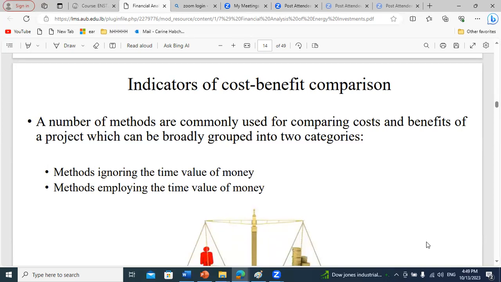So we have a certain number of methods that are commonly used for comparing costs and benefits of a project, which can be broadly grouped into two main categories. We have methods ignoring the time value of money, and these methods are not accurate, especially if we take long periods. So if we take a project for 1 or 2 years, it's fine if we ignore the time effect. But for renewable energy projects, as we discussed, that will last for a very long time period, we should consider the time effect.